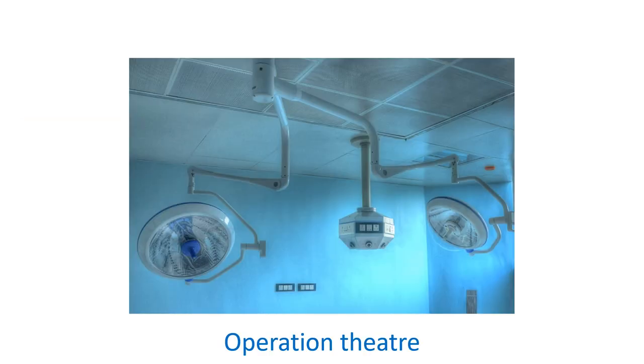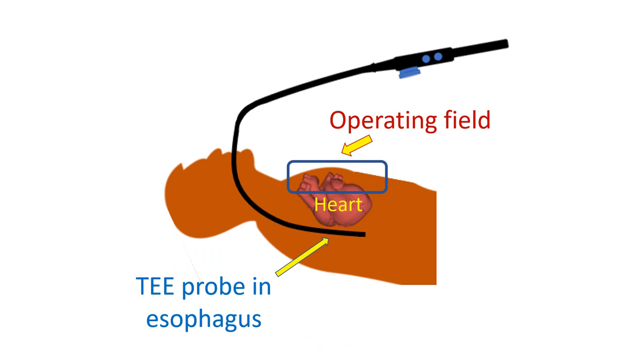TEE is widely used by cardiac surgeons to get real-time assessment of cardiac structures after repair of congenital heart disease and valve repair. As it can be done intraoperatively, surgeons can immediately correct any residual defects before coming out of cardiopulmonary bypass and anesthesia.